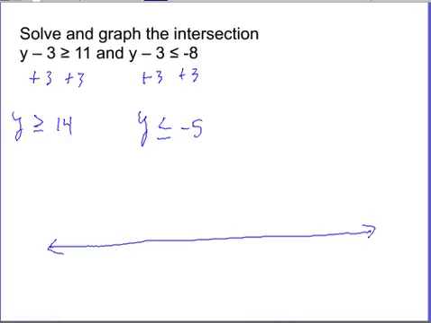Oh, that was supposed to be a negative 11. That's what I did wrong. Sorry, that's supposed to be negative. So negative 11 plus 3 would be negative 8, right? Okay. So y is greater than or equal to negative 8 and y is less than or equal to negative 5.